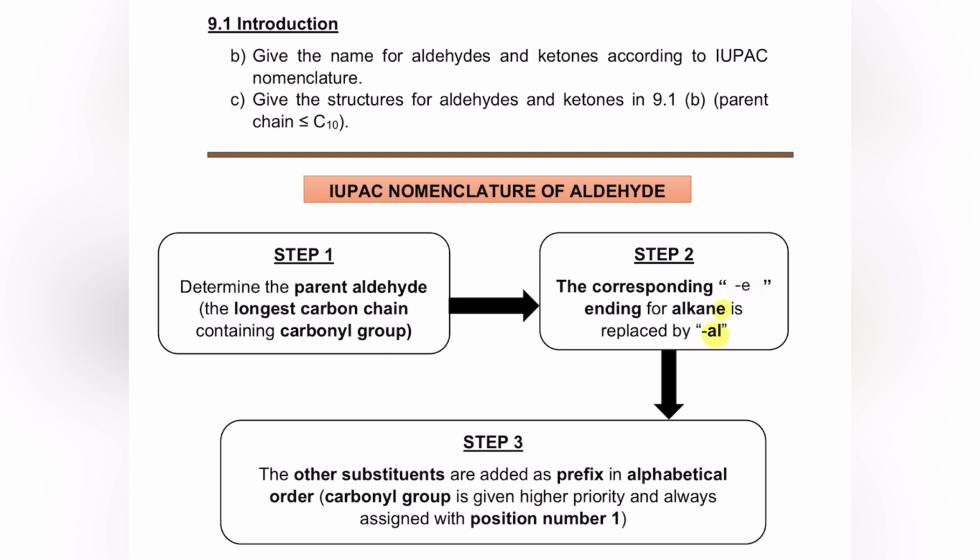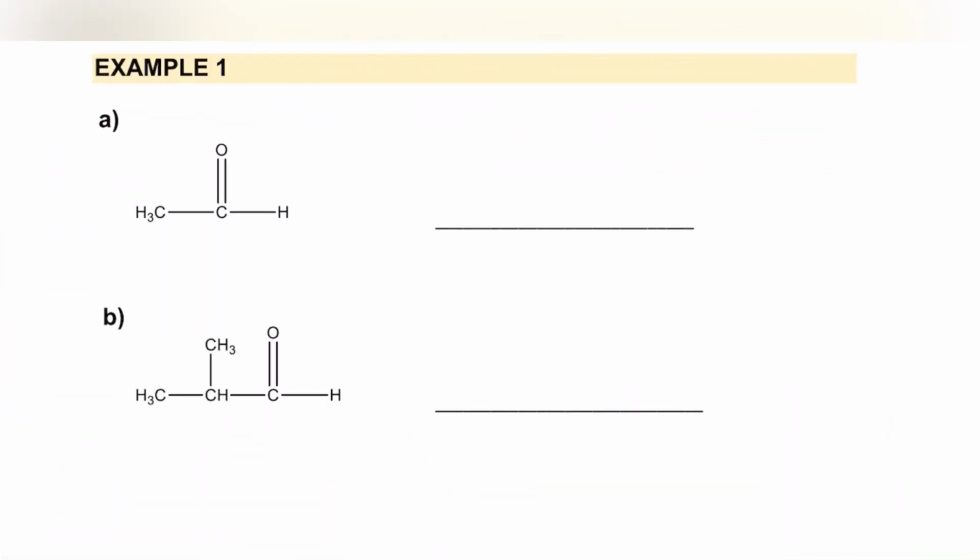But you have to make sure that the carbon with the double bond O must always be the first position. So it will always be carbon number 1. Let's try example 1. What you have here is the carbonyl group. So automatically this one will be the first carbon. Okay. So when it becomes the first carbon, we have 2 carbon, ethane as alkane. But right now it is aldehyde. So we are going to call it as ethanol.